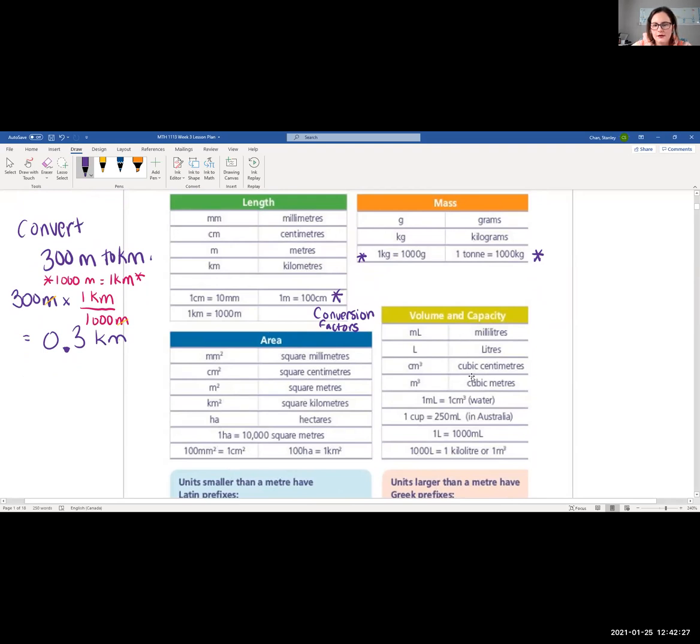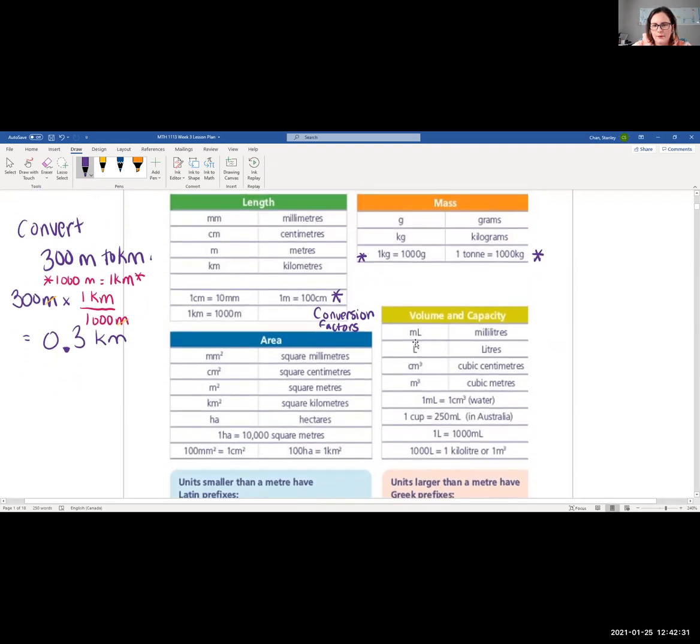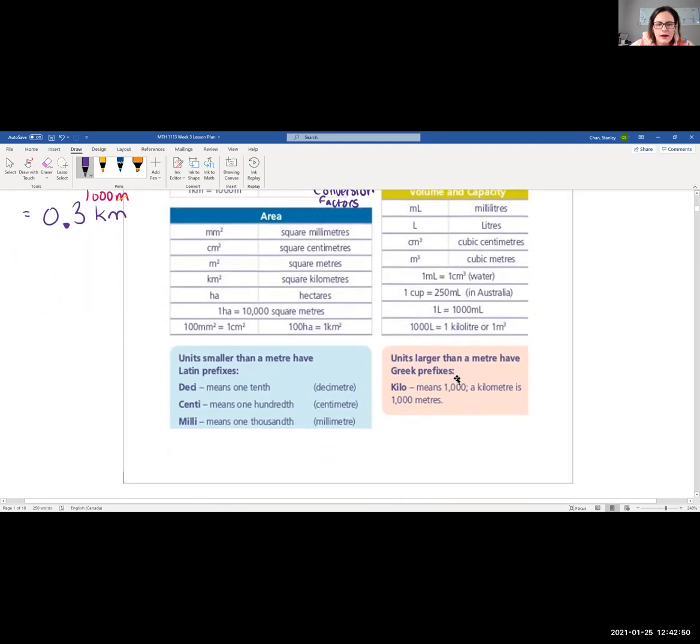Volume, now that's used in the healthcare field, so we would be focusing on that one, where we have milliliters, liters, cubic centimeters. So one thing to note is 1 milliliter is equal to 1 cubic centimeter of water. So that's something to note in the healthcare field.